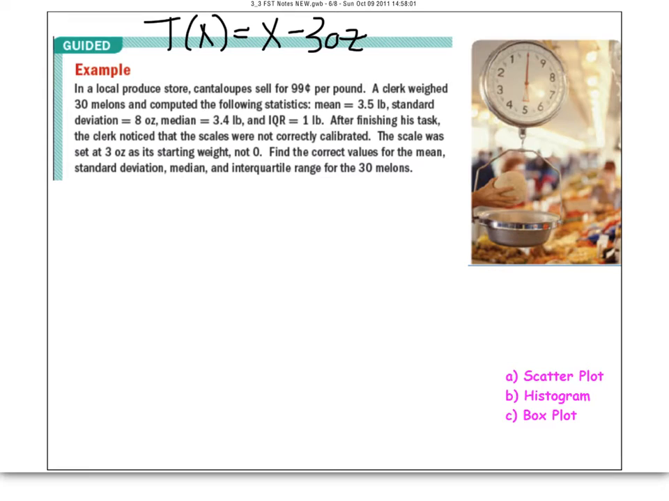But be careful, first of all, standard deviation and IQR are measures of spread. They're not going to change at all. So I'm just going to keep them like they are. Now the mean and median will. Let me show you 2 ways to do that.